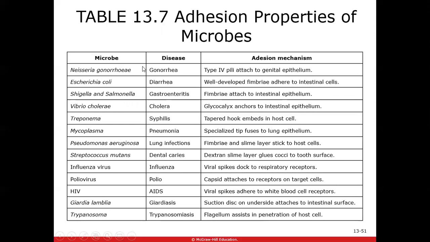And here are some of the common ones, how they actually grab onto different parts of your body. Like HIV, which causes AIDS: the adhesion is viral spikes adhering to white blood cell receptors. And when we talk about SARS-CoV-2, which we're dealing with, the microbe is SARS-CoV-2, the disease it caused is COVID-19, and the adhesion mechanism is viral spikes adhering to ACE2 receptors on alveoli. Okay.